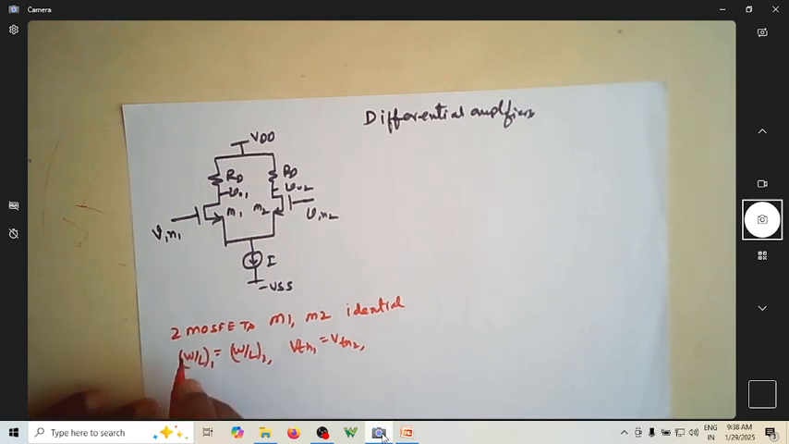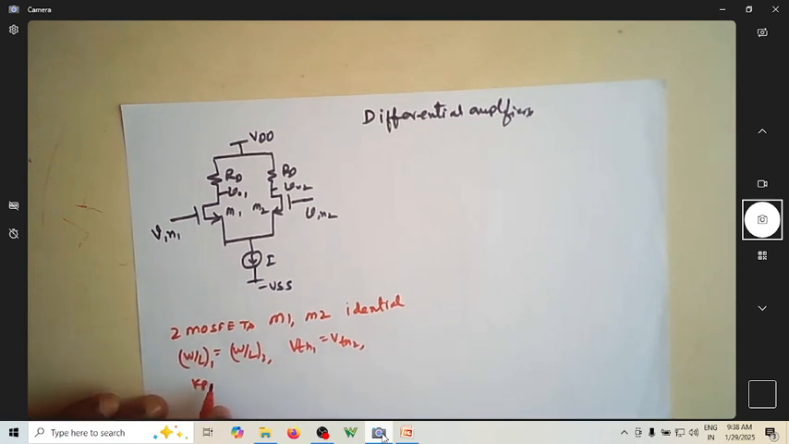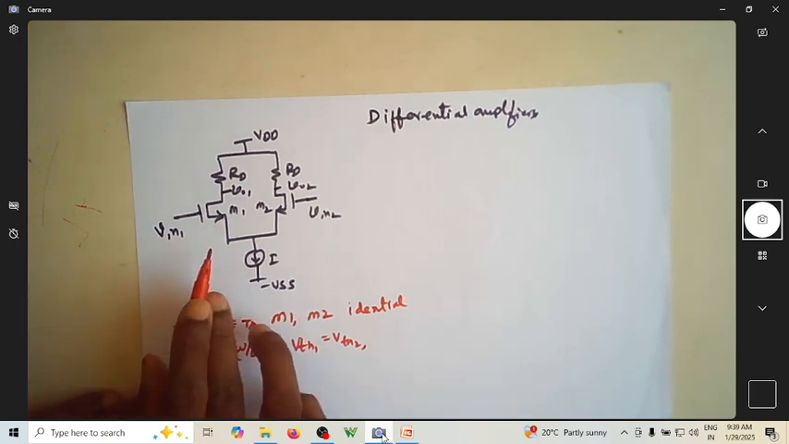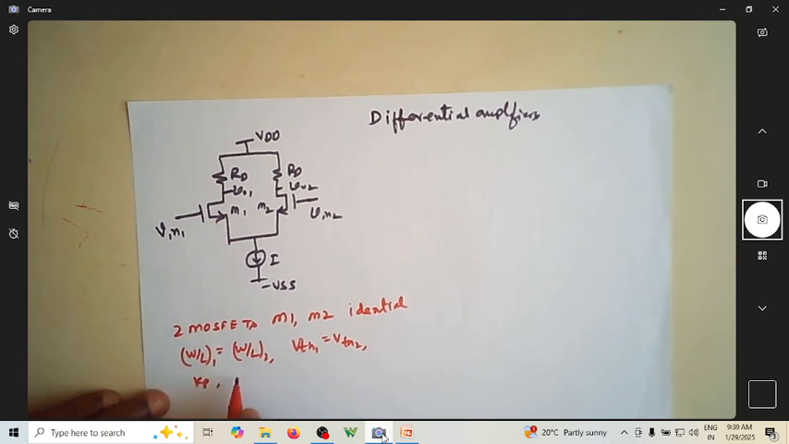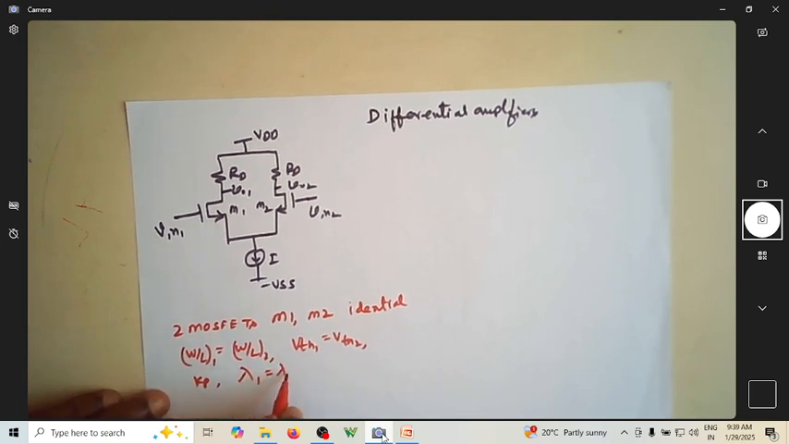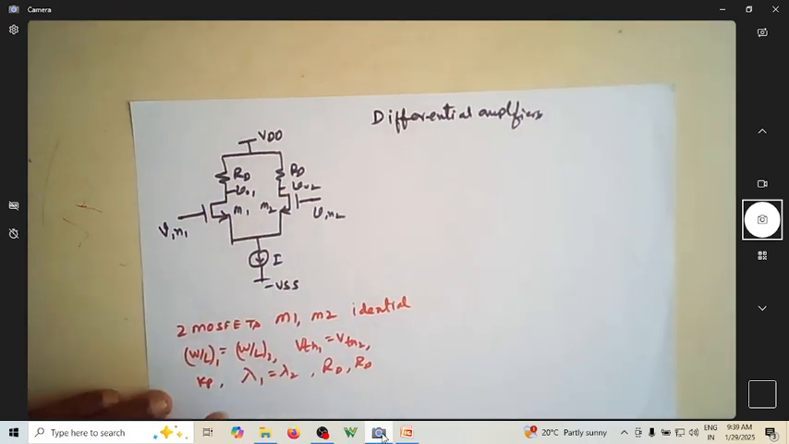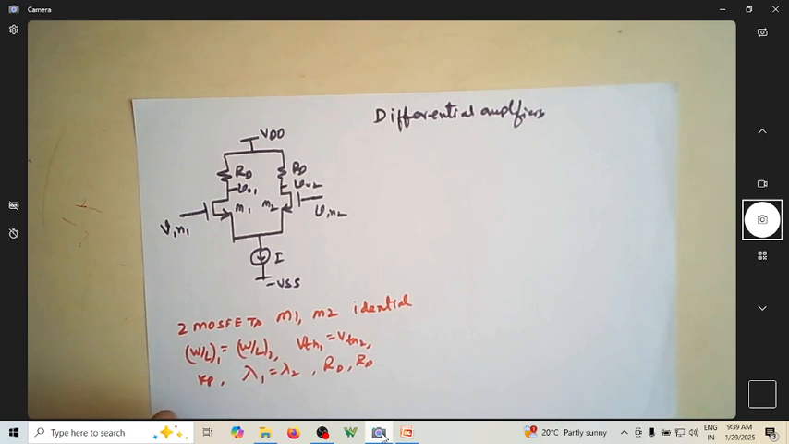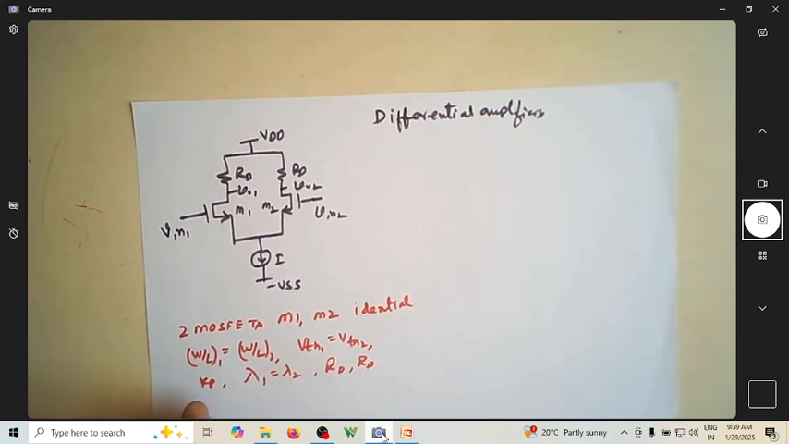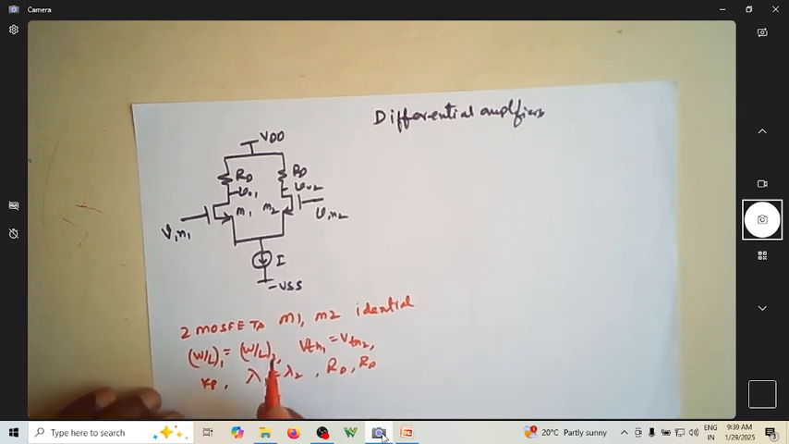And of course, whatever Kp that you have for both the MOSFETs should be the same, and of course mu n. All parameters should be the same. Suppose if you consider channel length modulation, that should also be the same. Lambda 1 is equal to lambda 2, and we are also assuming that the resistor connected to the drain is the same, RD. With these assumptions, let us start the analysis.